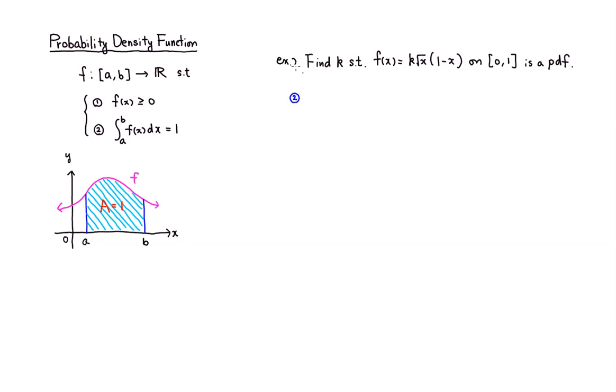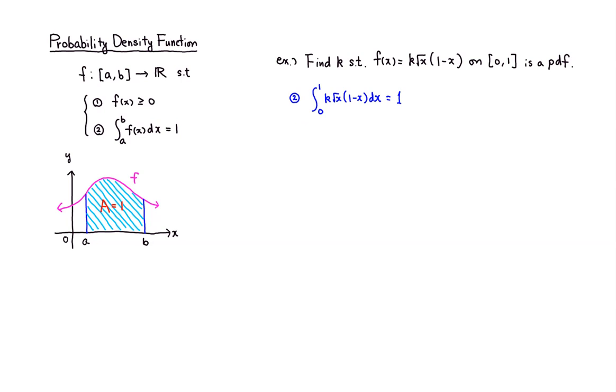We need to make sure that the integral from 0 to 1 of the function, k times square root of x times quantity 1 minus x, has to be equal to 1. This is the second condition we need to satisfy. Probably we can get a clue for the value of k from this equation. So let's do that.